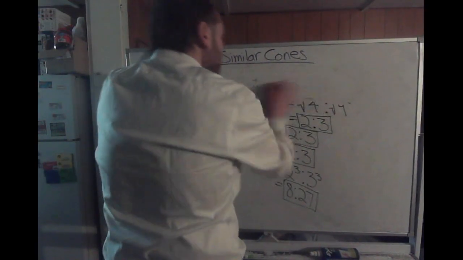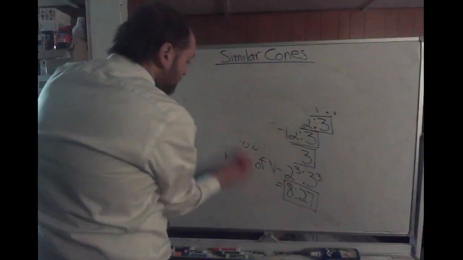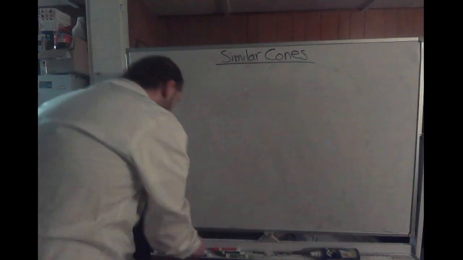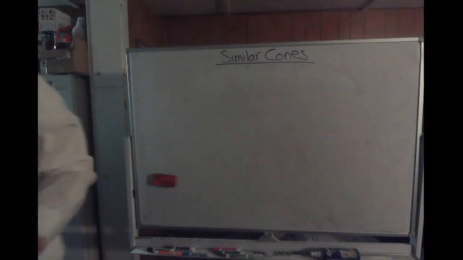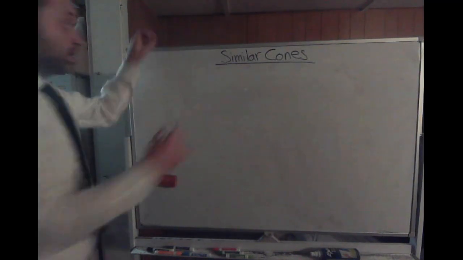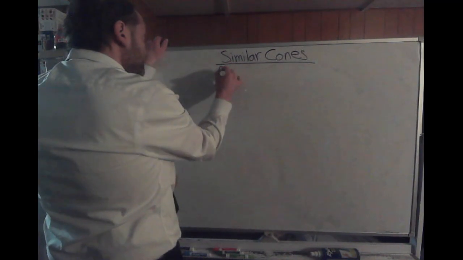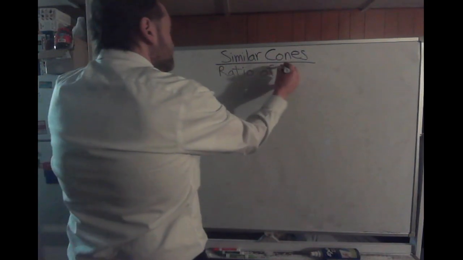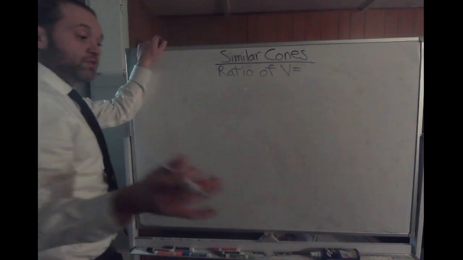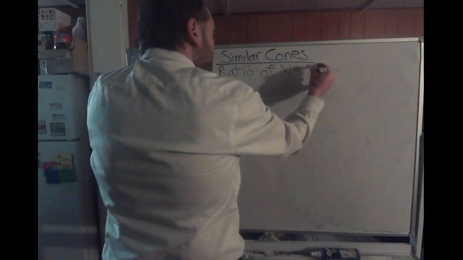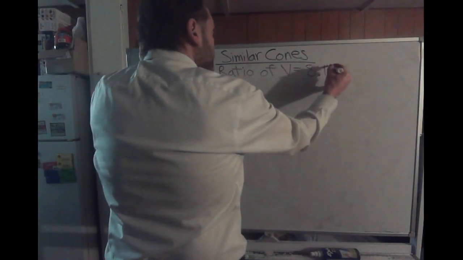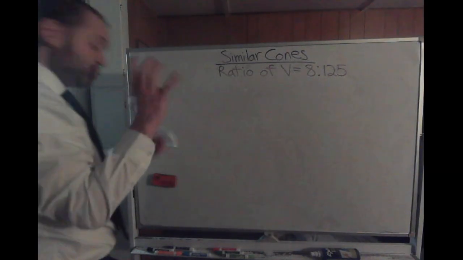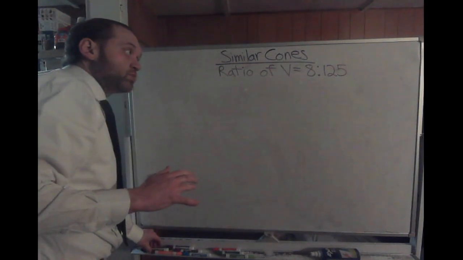So let's see here. What do we got this time? Wow. They start out this time with the ratio of volumes. So right away they give you the ratio of the volumes to be 8 to 125. So all we know to start with is the ratio of the volumes is 8 to 125.